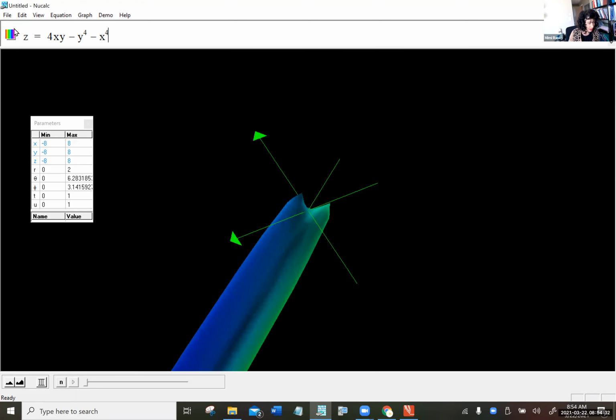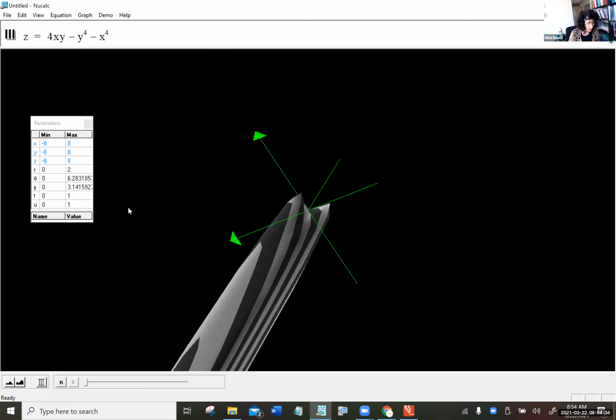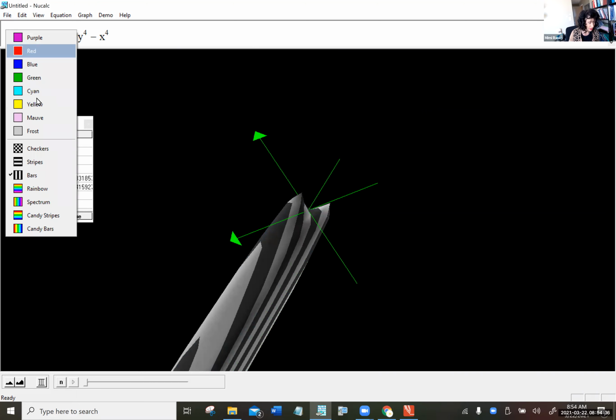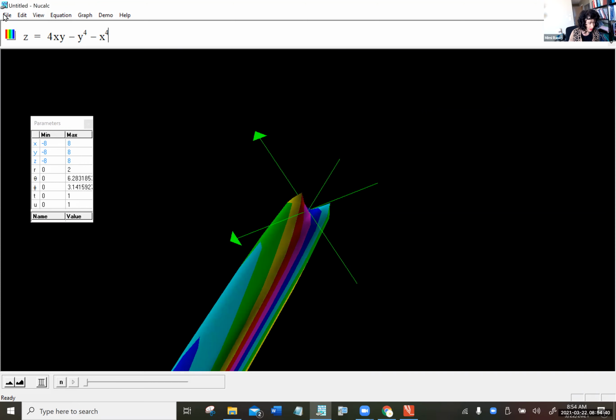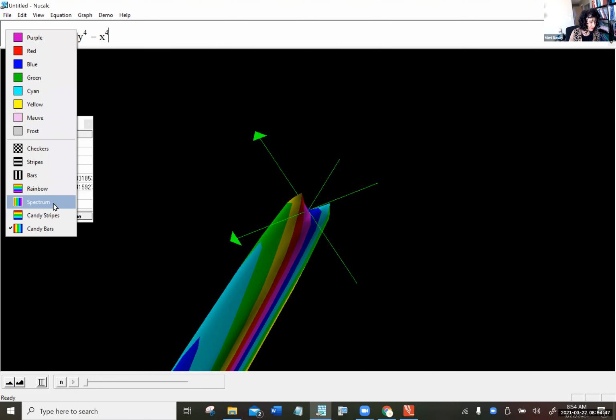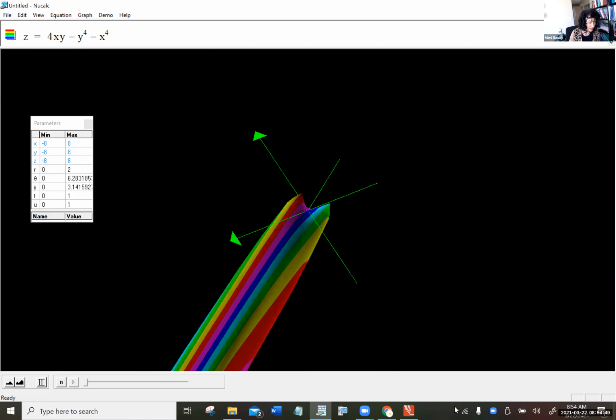Interesting. Let's do a different color. Bars. Whoa, that looks really pretty. How about candy bars? Nope. Candy stripes. Anybody for candy stripes? Nah, that doesn't make any difference.